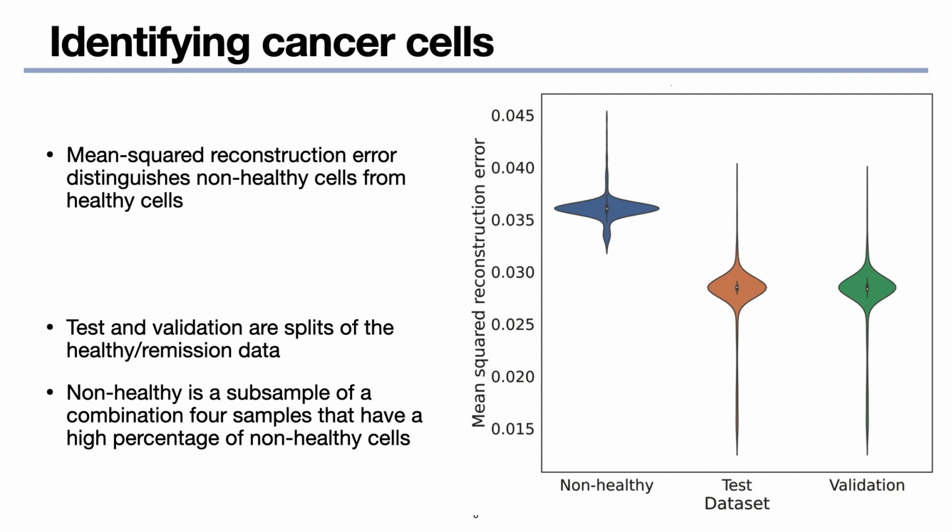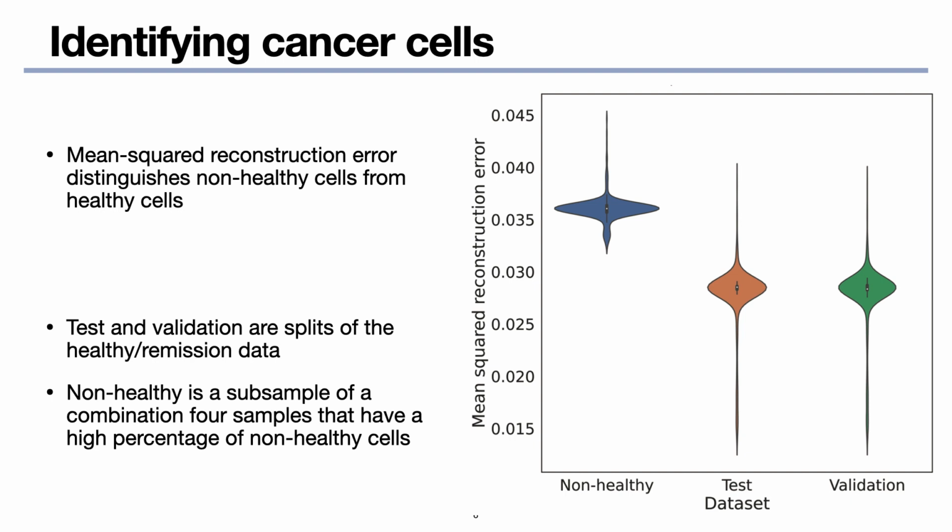So first we looked at the mean squared reconstruction error to see if we can use this to distinguish non-healthy cells from healthy cells. In total we trained 400 auto-encoders with different parameter settings and on different folds of the healthy data. And you see here a summary of these 400 models.